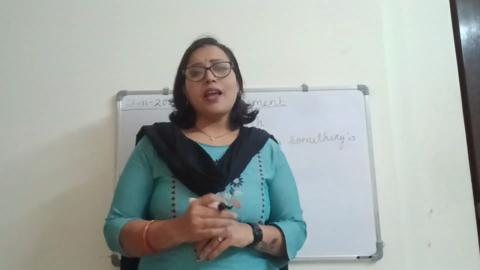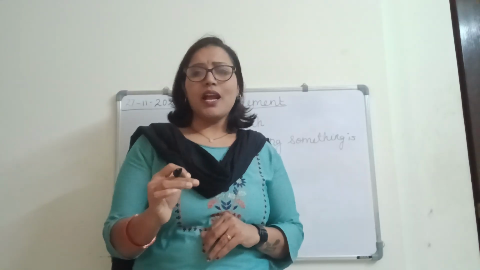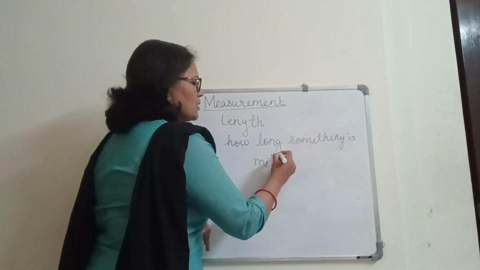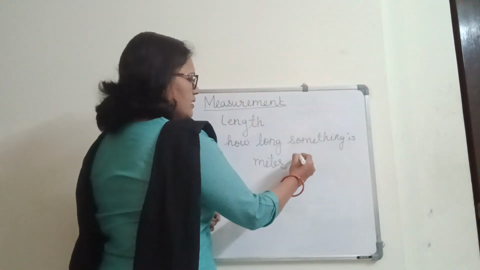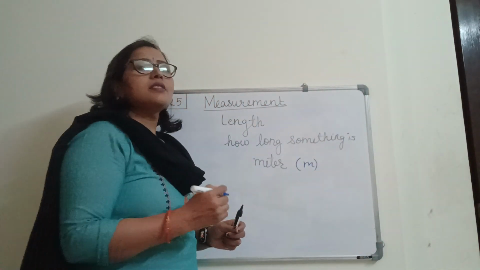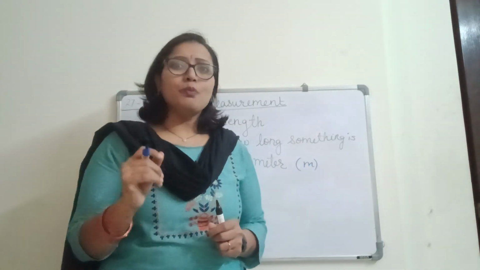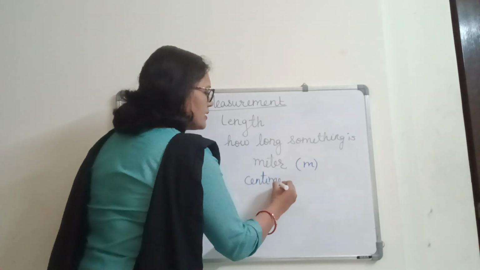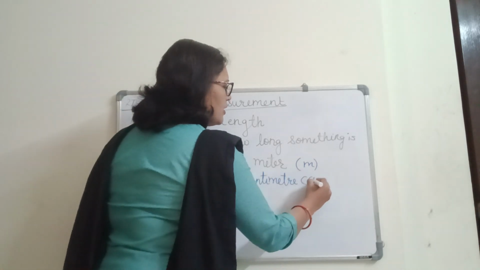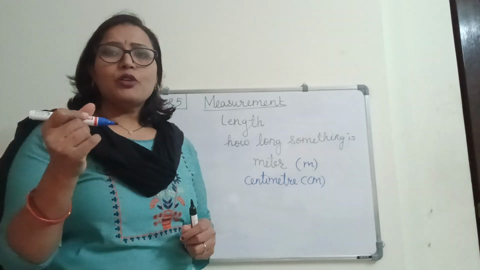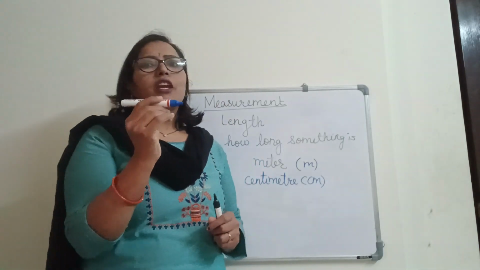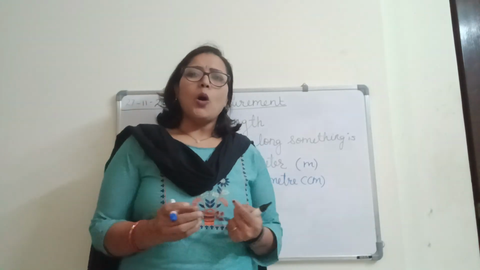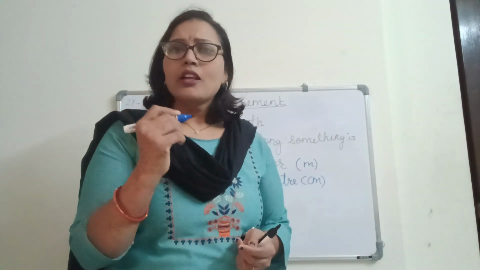So what is the standard unit of length? The standard unit of length is meter. We use meter, that is a small m. This is the basic standard unit of measurement. Next is centimeter. Centimeter is used for very small things. Suppose I want to measure the length of this pen, we use the centimeter, or your eraser, sharpener. These are all measured using the centimeter only.